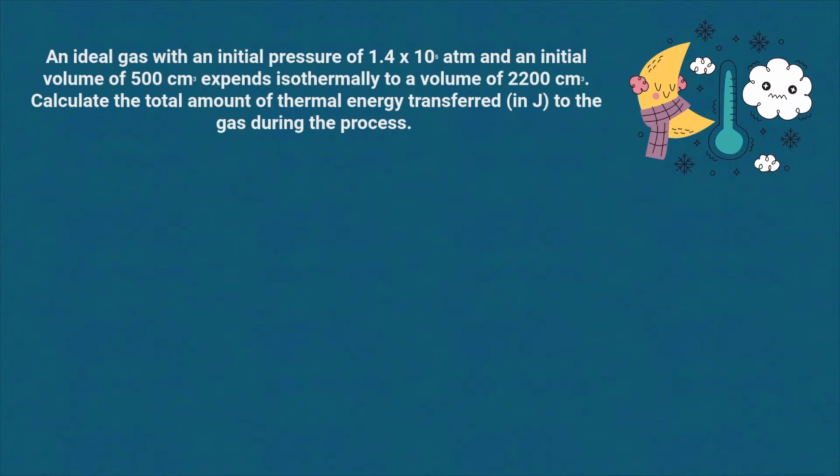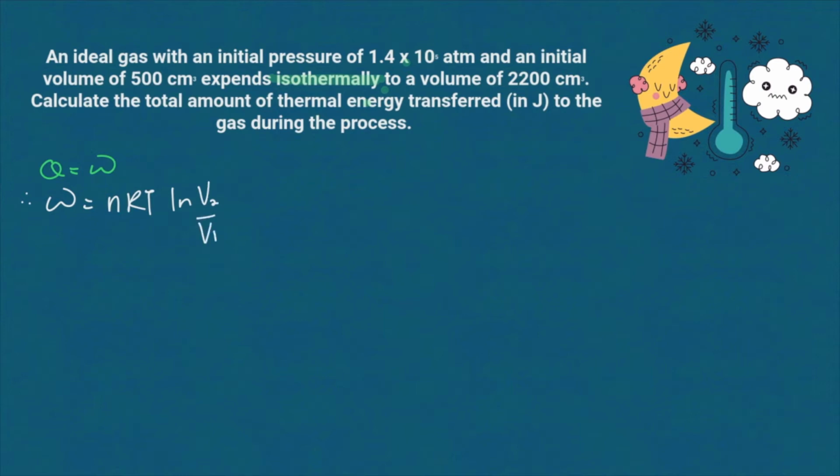Alright, this is a rather straightforward question whereby you have been told that this follows an isothermal process. From here, you need to know that in an isothermal process, Q is equivalent to W. So from here, you can have W equivalent to nRT ln of final volume divided by initial volume.